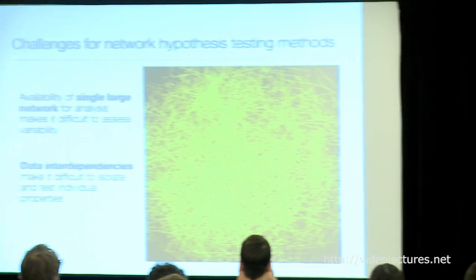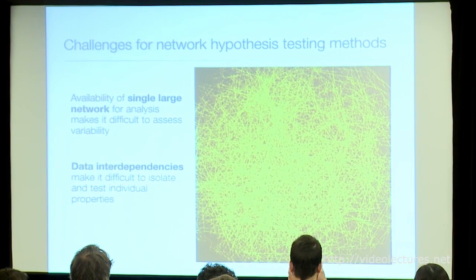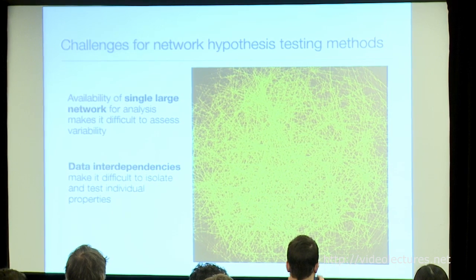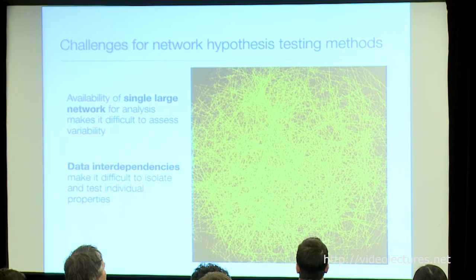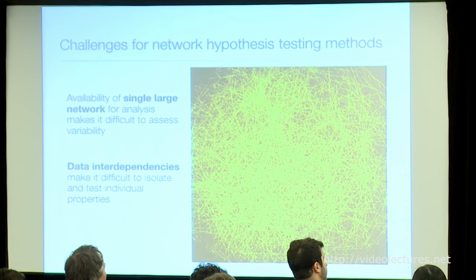So the challenges that we have are that we often only have one single large network available as the foundation of this analysis. And if we only have a single large network, it's very difficult to determine the variability that we'd expect to see in that underlying distribution.